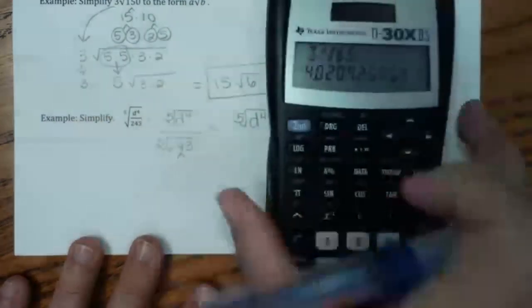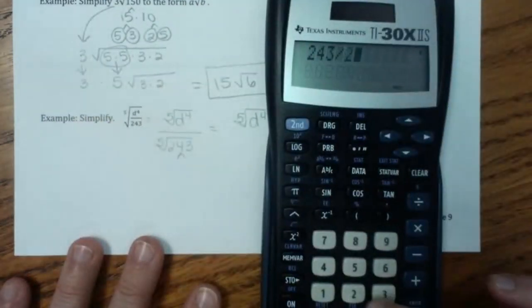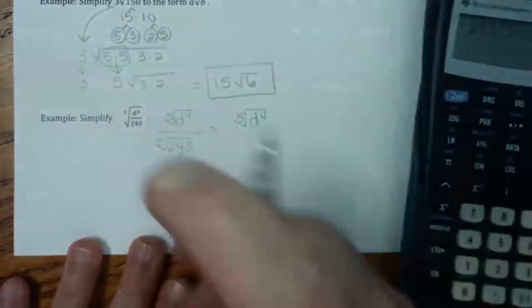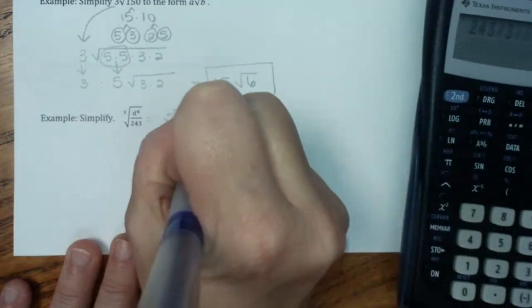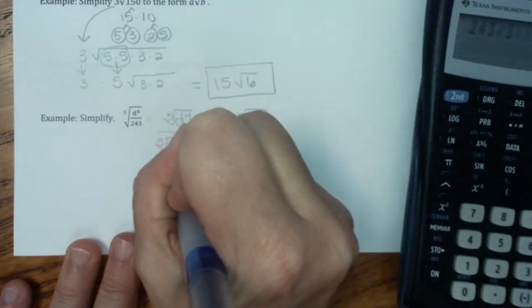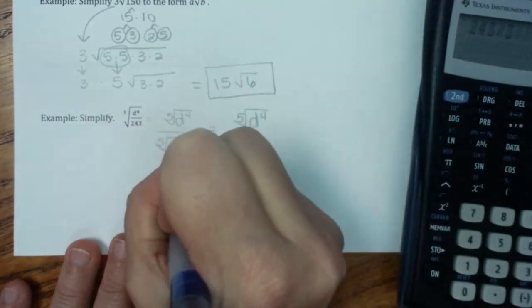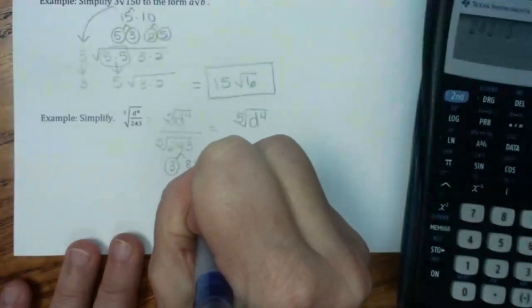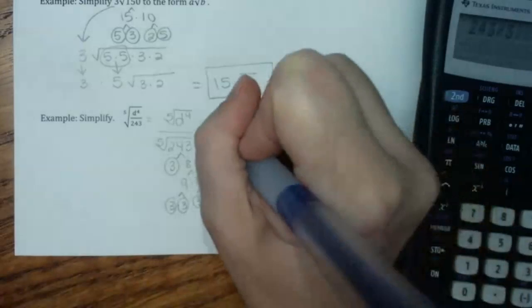And let's break down 243. 243, 2 doesn't go into it. Let's try 3. 3 and 81. So 3 times 81, 3 is going to get circled. 81 is 9 times 9. 9 is 3 times 3. And then 3 times 3. So we have 5 3's.